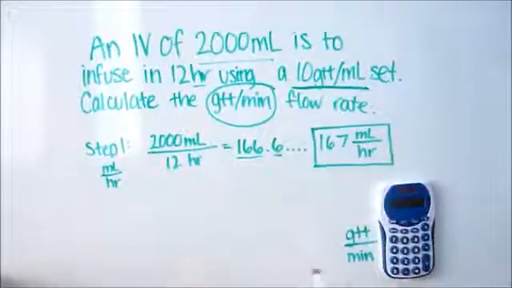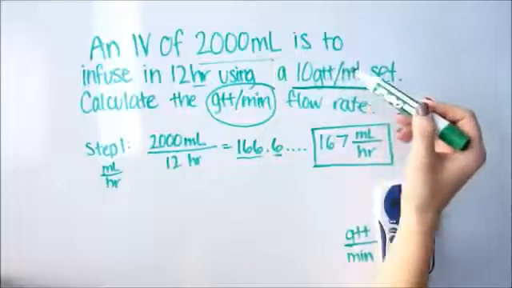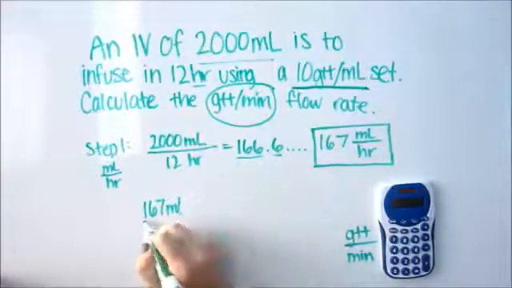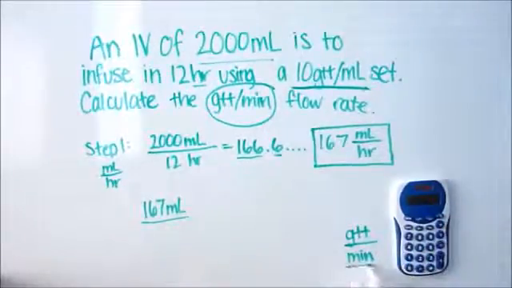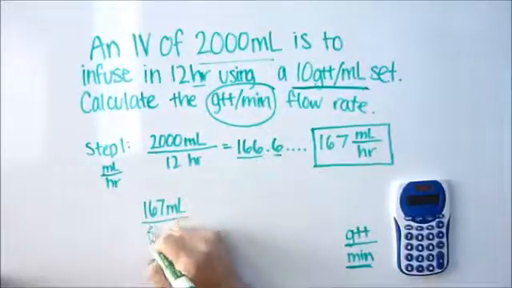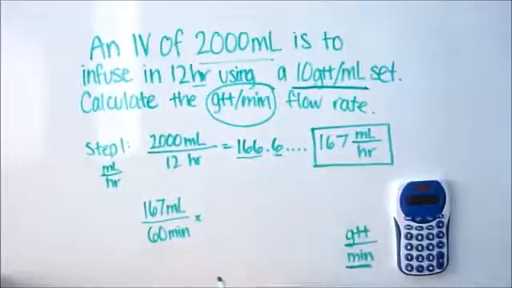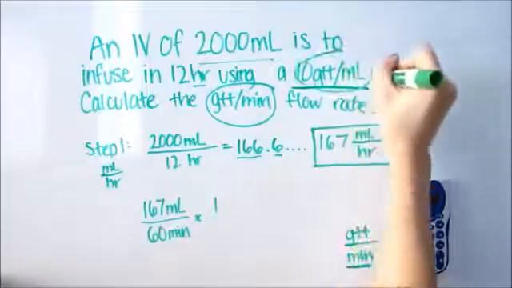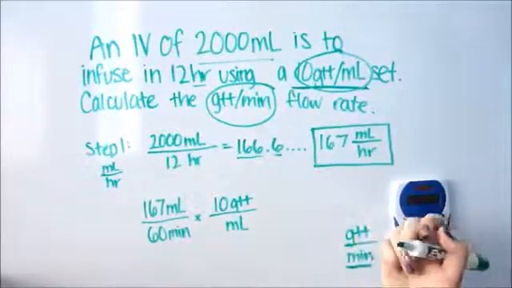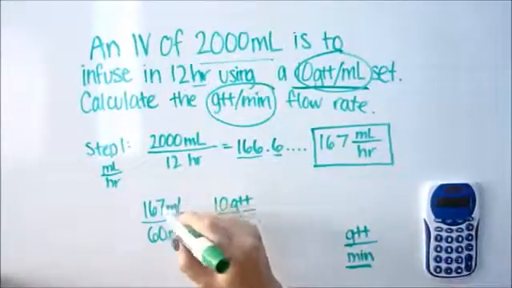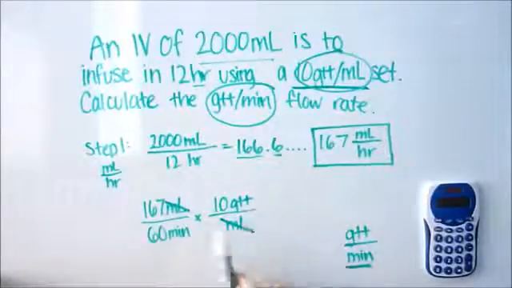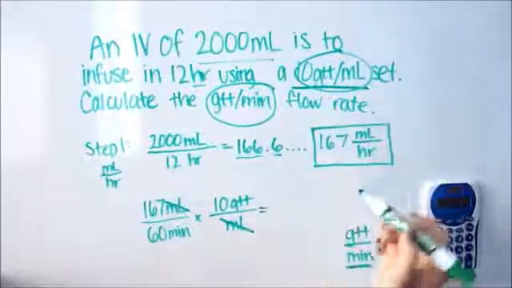Next we have our calibration. This is what we're calibrating it by, 10 drops per ml. We're going to take 167 ml per hour. Now instead of hour, look at what we're trying to find, minutes. So we have to switch hours to minutes. How many minutes in an hour? That's right, 60. Last time I checked, it was 60. Then we multiply by the calibration, 10 drops per ml. Now you're thinking, why are we doing this? We multiply straight across, and by doing that our mLs cancel out and we're left with drops per minute. That's what we're looking for. I know, it's magic.